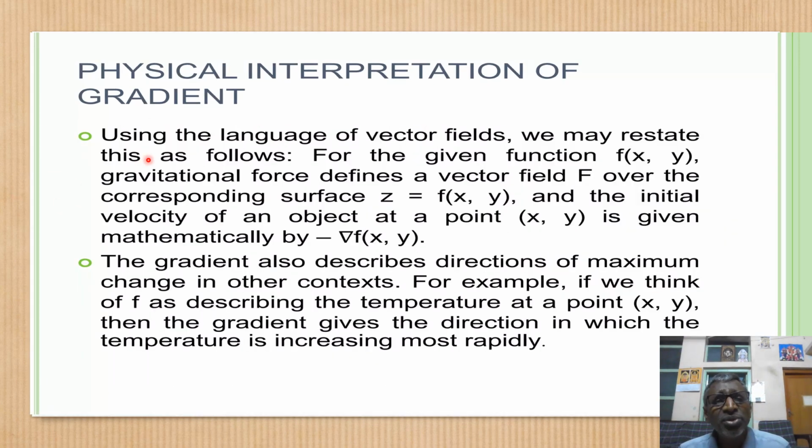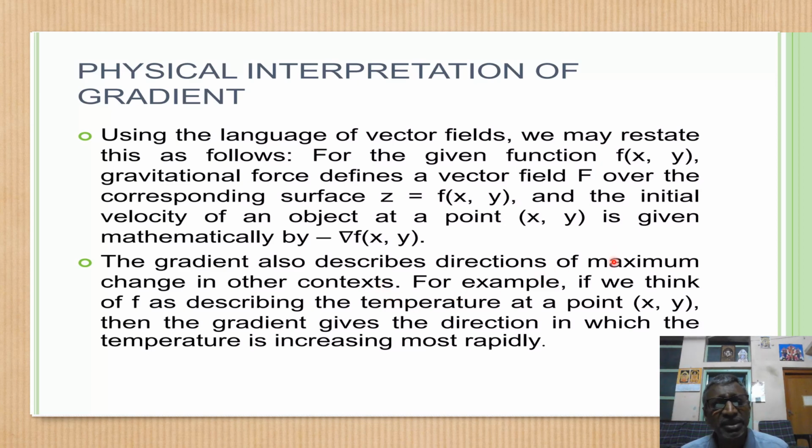Next, using the language of vector fields, we may restate this as follows. For the given function f of x,y, gravitational force defines a vector field over the corresponding surface that is equal to f of x,y, and the initial velocity of the object at a point x,y is given by minus del of f of x,y.